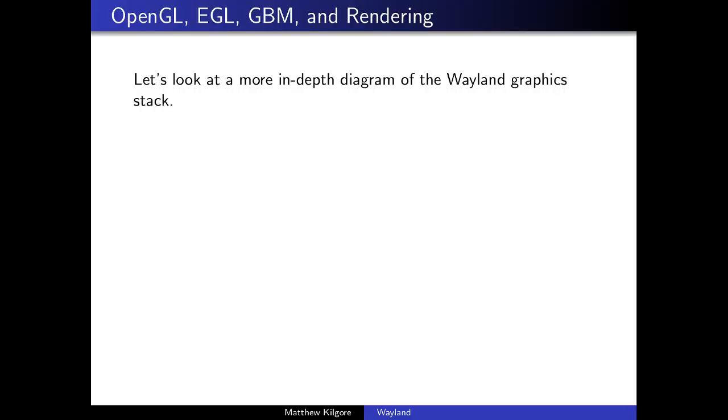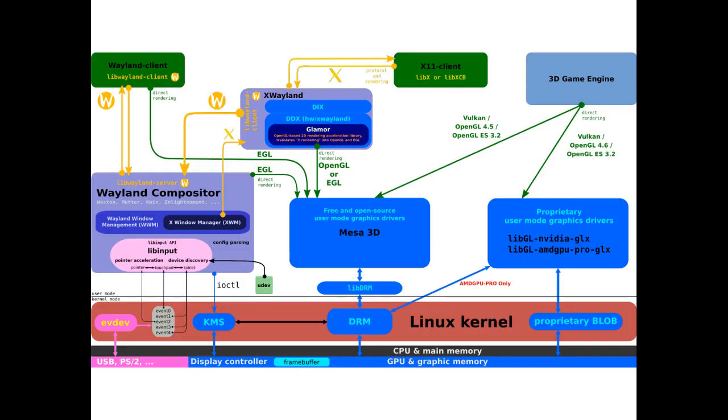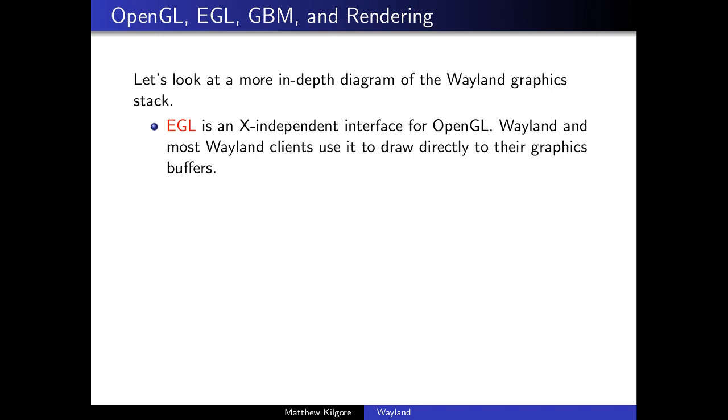Unfortunately, Wayland actually has even more problems than just these scoping issues, and to get to the heart of those, let's look at a more in-depth diagram of how the Wayland graphics stack works. Now, luckily we can ignore almost all of this diagram, as you can see it's a lot more in-depth than the one we looked at before, and we're going to focus on those few green lines that are labeled EGL. Now, what is EGL? EGL is an X-independent interface for OpenGL.